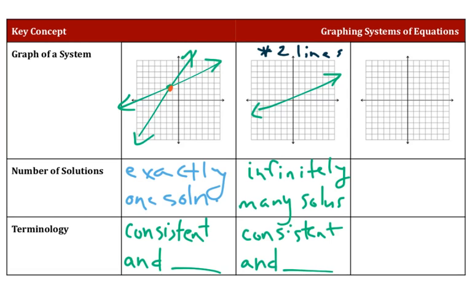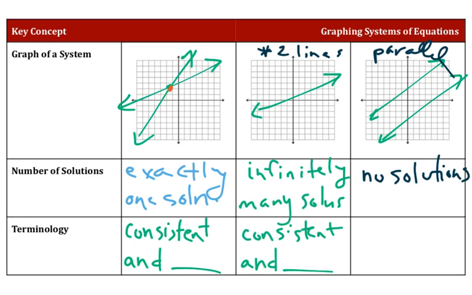And then we have another case where they might never run into each other. And so these would be parallel lines. If you think you need to remember that, you can write a little note here, parallel. And what this has is no solutions because they never run into each other. And what this means is that since they don't run into each other, they are inconsistent. They don't consist.